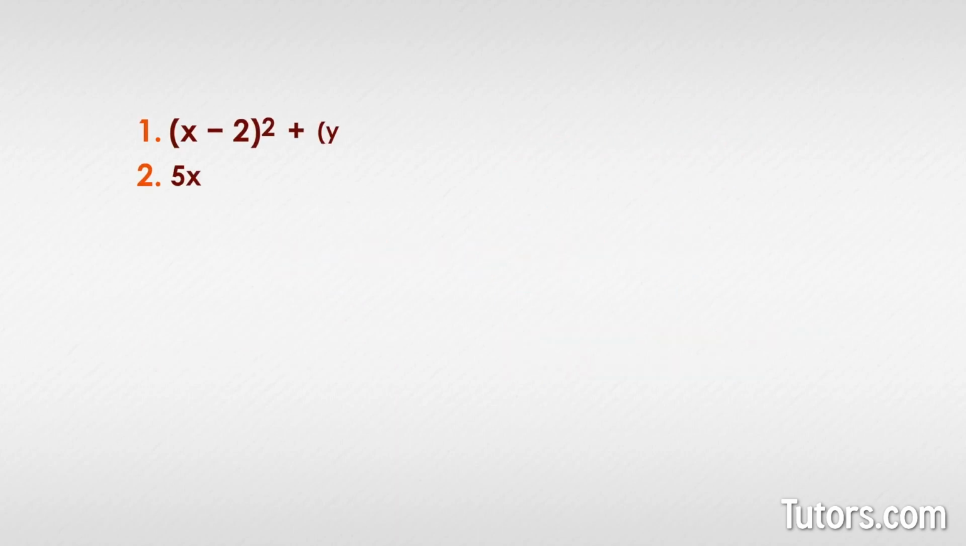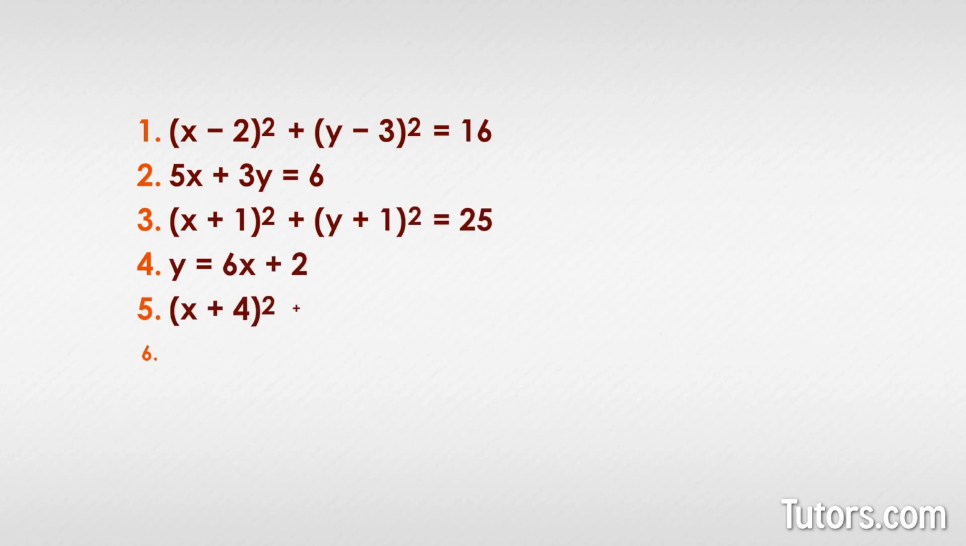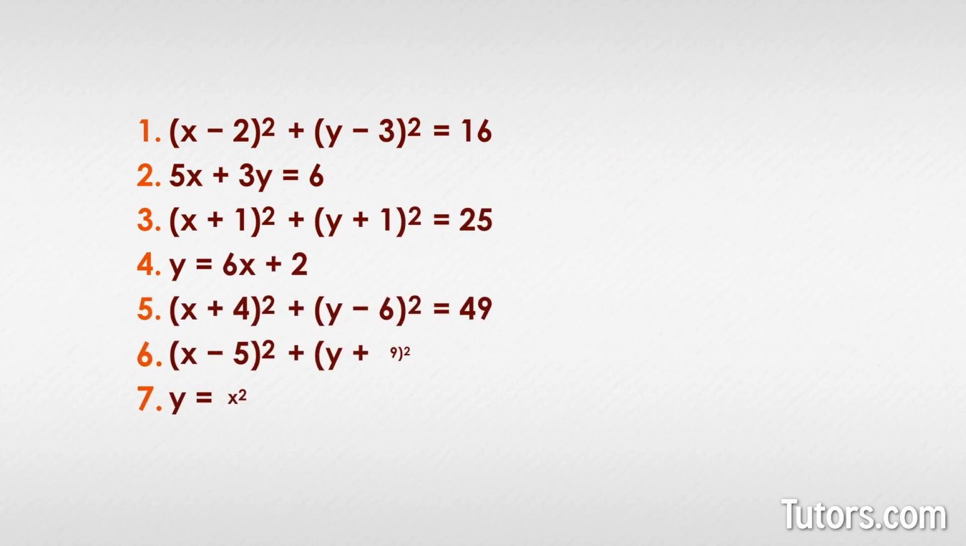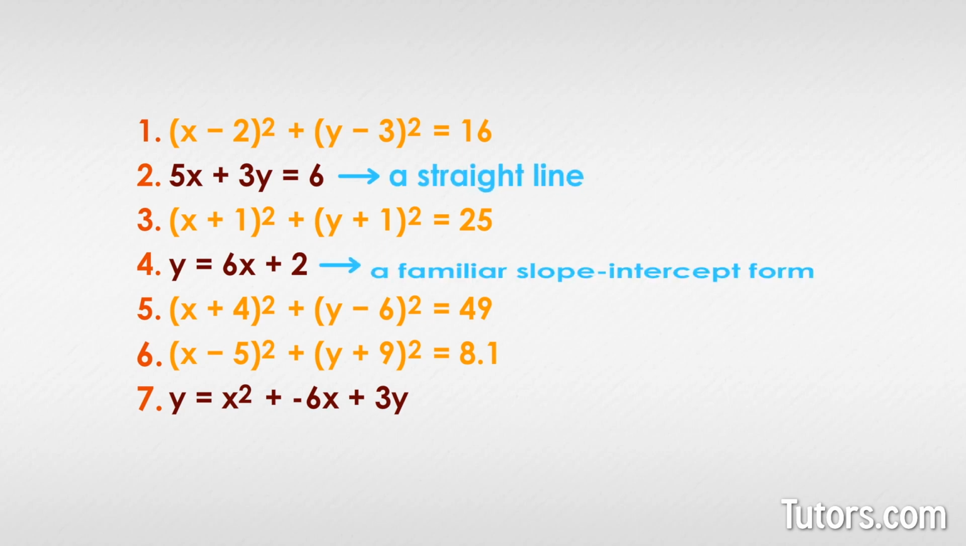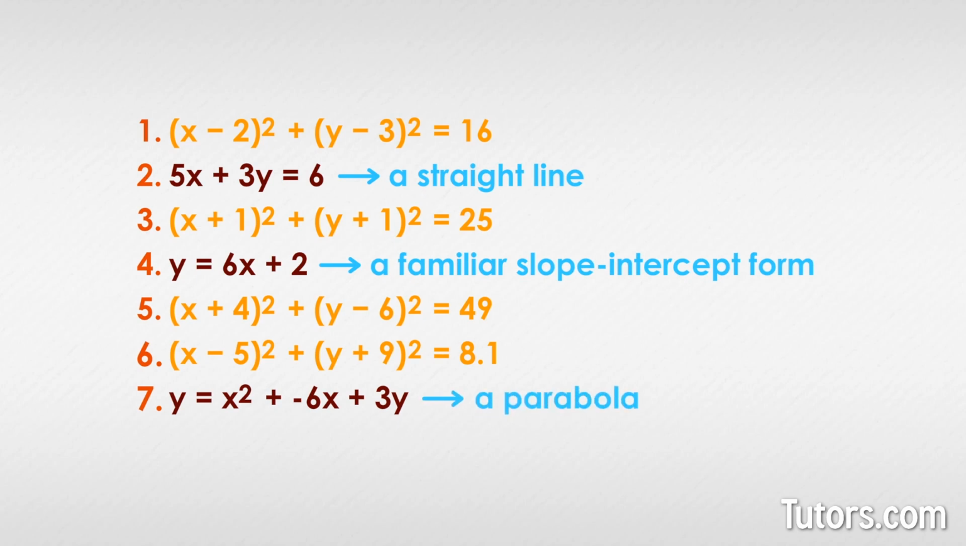Try these 7 equations to see if you can recognize the center radius form. Feel free to pause the video for more time. Are you ready? Only equations 1, 3, 5, and 6 are center radius forms. The second equation graphs a straight line. The fourth equation is the familiar slope-intercept form. The last equation graphs a parabola.